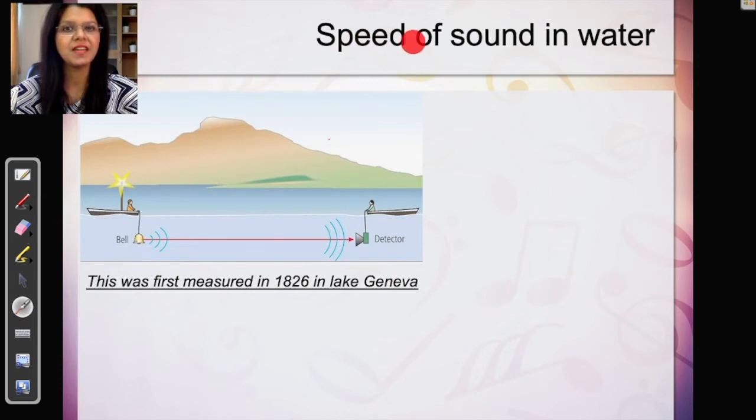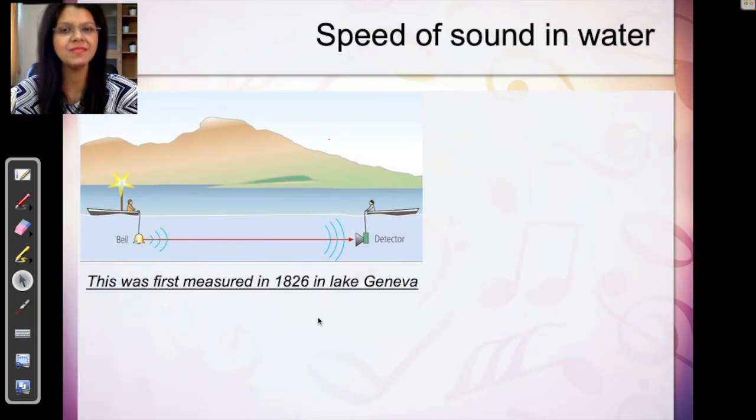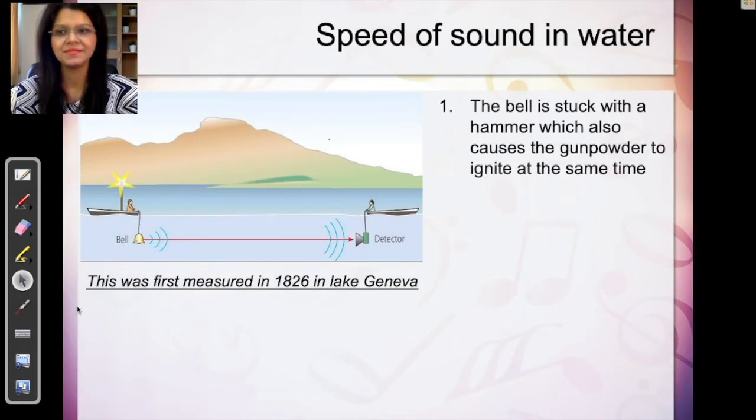Why? Because you are calculating the speed of the sound in the water. And the detector which is detecting the sound is also under the water. So you are also producing some flash lights. Let us understand how this whole system works, point by point.